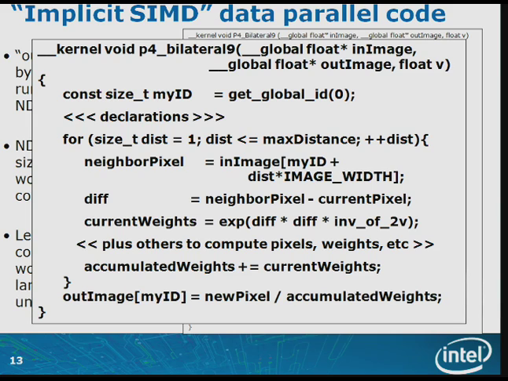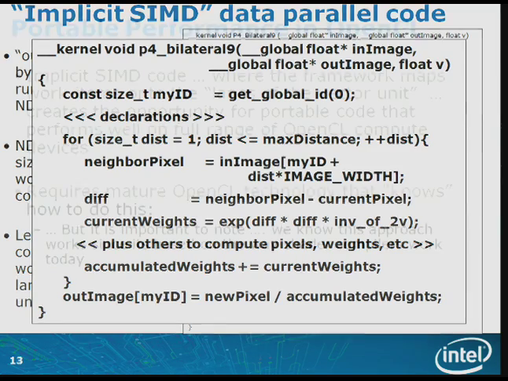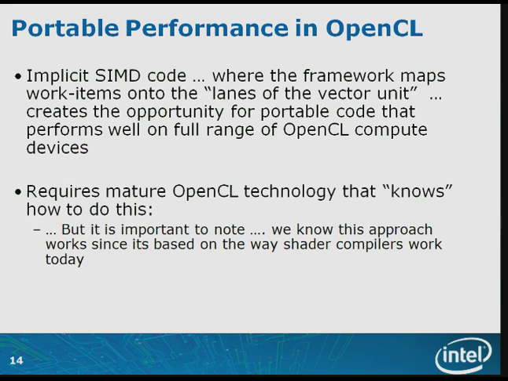But we believe that this code here has the potential to not only perform really well on our CPU, but it should work really well on a GPU. It should work really well on any of the platforms that support OpenCL. In other words, we believe that this style of implicit SIMD is going to be the more effective way to have portably performant code.